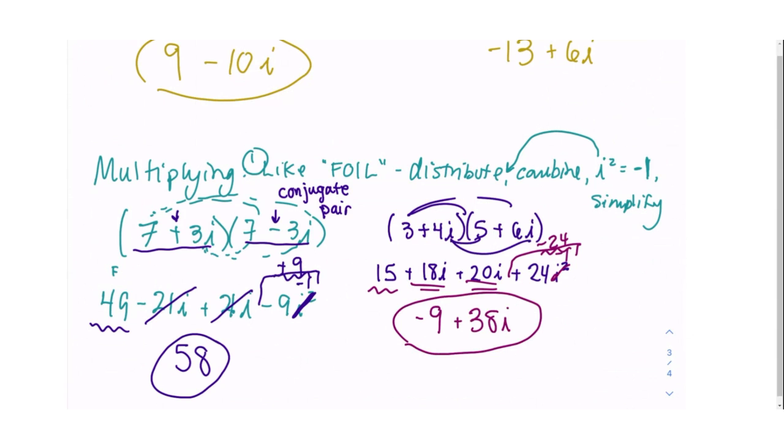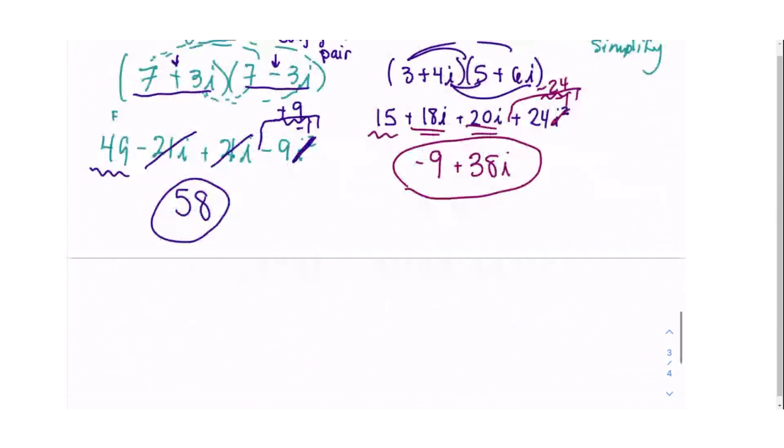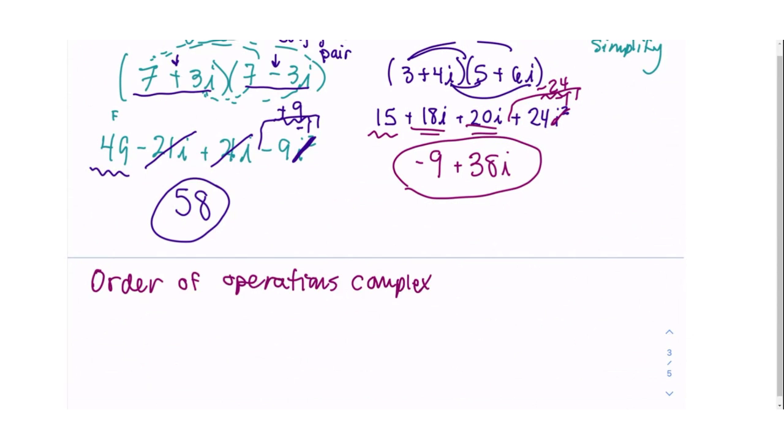Is this making sense? You guys feel like you've got it? Okay, and the last one. I call this the order of operations, complex. Really creative name. Okay, 7 subtract 8i subtract i parentheses 9 minus 10i. So according to the order of operations, let me remind you, this is please excuse my dear Aunt Sally. Parentheses, exponents, multiplication, division, addition, subtraction.